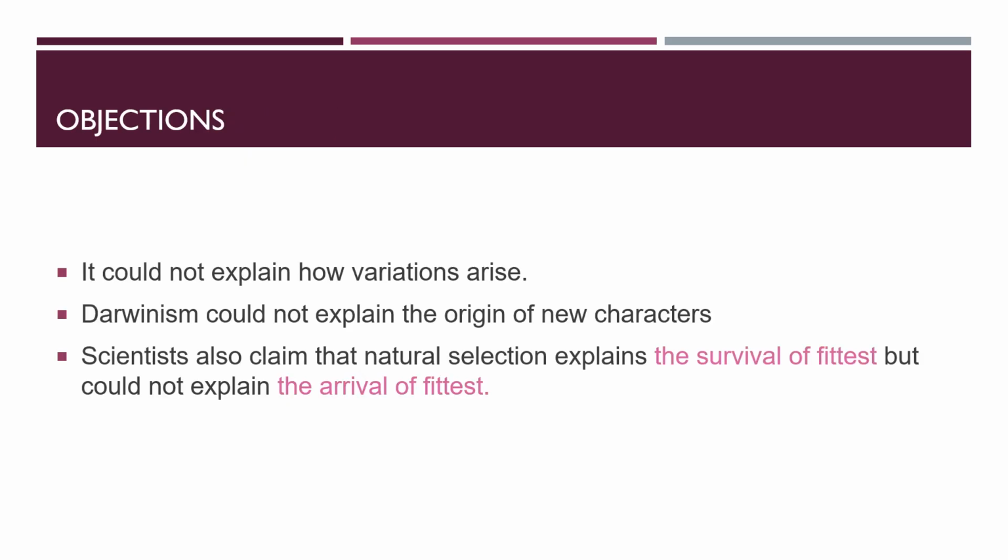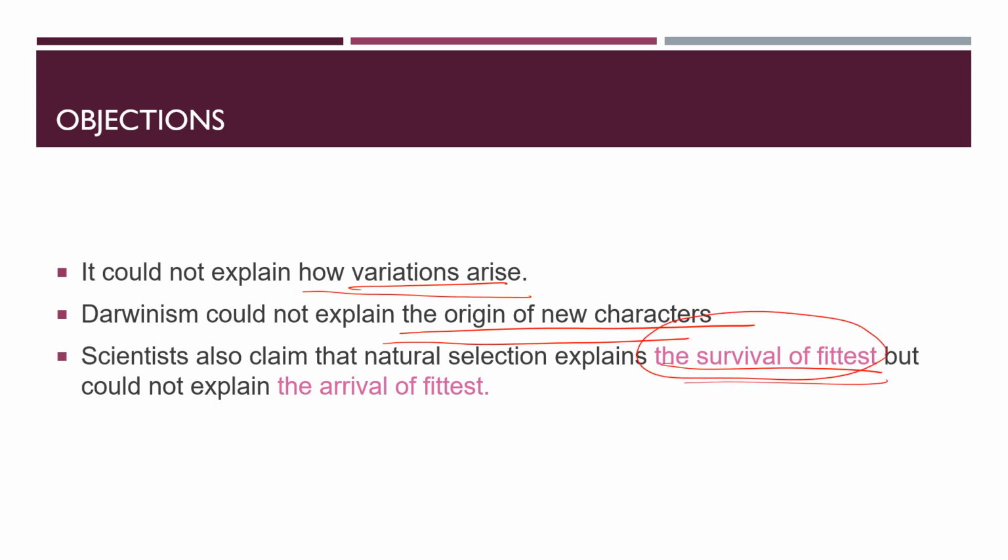Let us see that. Now it could not explain how the variations arise. Darwin's theory of natural selection got wide acceptance, though it had certain drawbacks. So what was the first drawback? It could not explain how these variations arose. Now Darwinism could not explain the origin of new characters also. Scientists also claim that natural selection explains the survival of the fittest, and it could not explain how the arrival of the fittest happened.